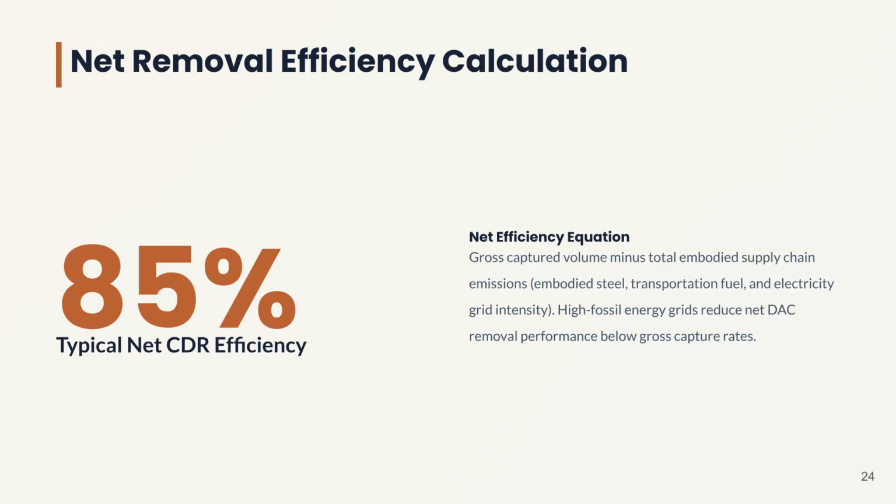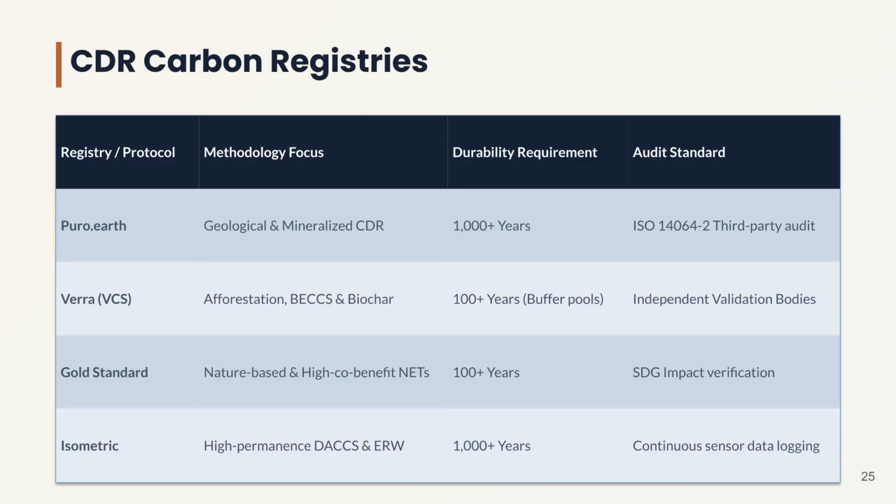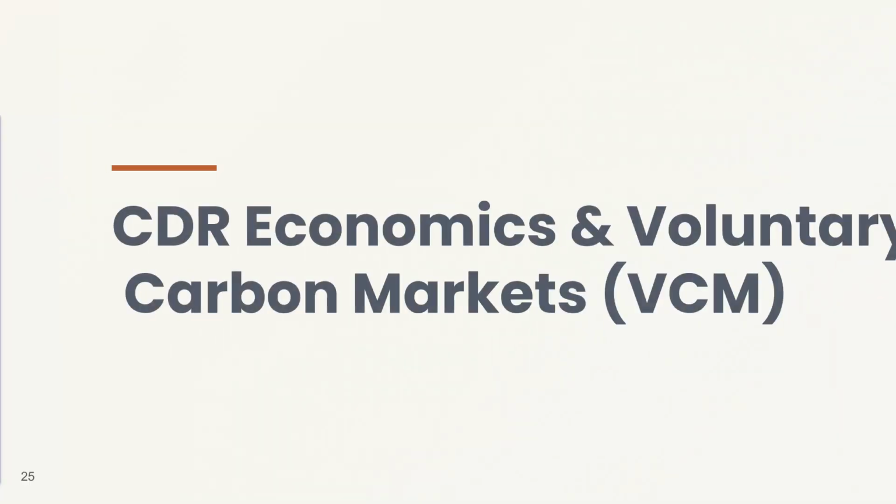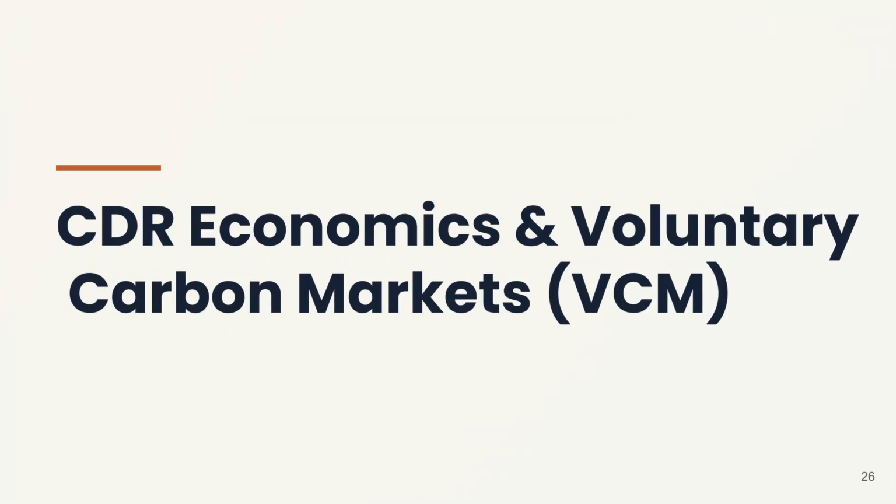Net removal efficiency is calculated by subtracting total supply chain emissions, such as energy and transport, from the gross captured volume. Efficiency is heavily influenced by the carbon intensity of the local energy grid. Carbon registries play a pivotal role in the CDR ecosystem, ensuring transparency and credibility in how these removal activities are certified and traded. Now, let's examine the economics of CDR and the growing voluntary carbon market.